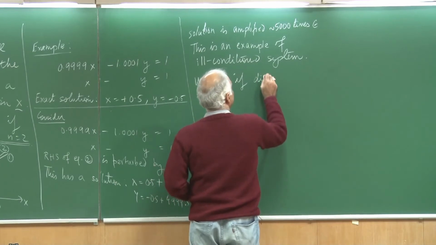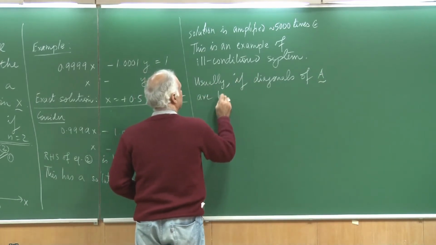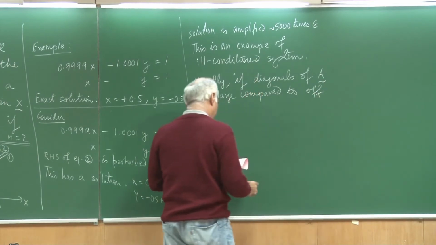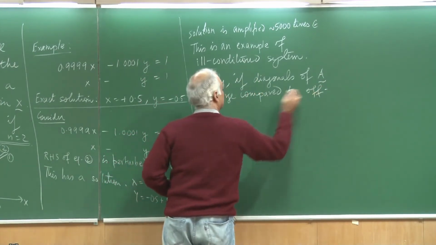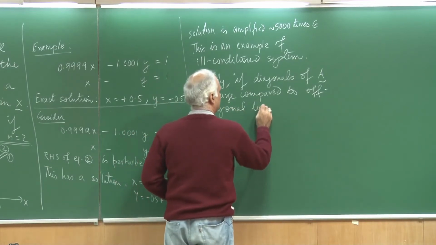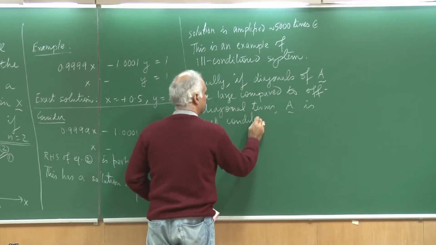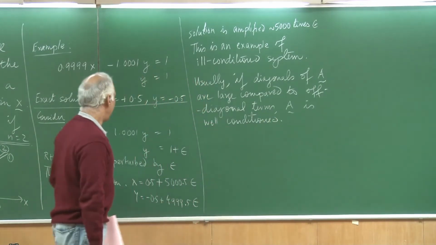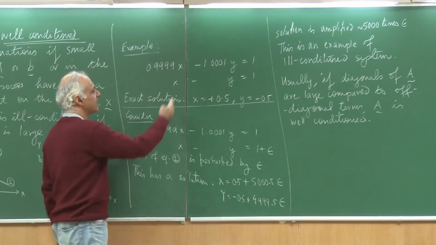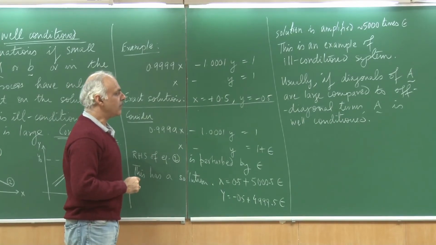Of course, there is something called the condition number, which depends on the eigenvalues of the matrix A, and one can easily show that, but I will give you a thumb rule that usually if diagonals of A are large compared to off diagonal terms, then A is well conditioned. Okay, and you can look at this system. These are the diagonal terms, and they are really not much larger. In fact, they are comparable to the off diagonal terms, and that is one reason why this system did not turn out to be a well conditioned system.